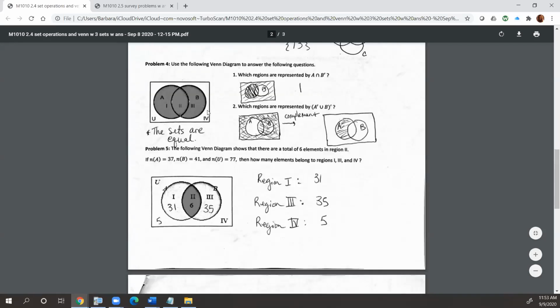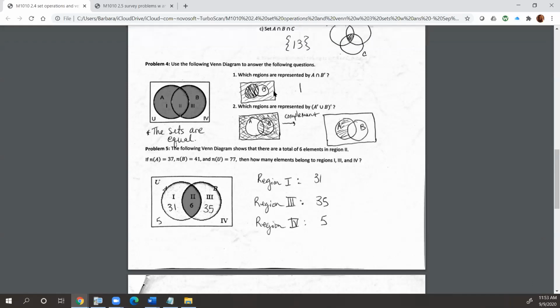In problem number 4, use the following Venn diagram to answer the questions. Which regions are represented by the intersection of A and the complement of B? So the complement of B, I try to do a sketch here, is everything outside B, and then that intersecting with A is what's highlighted here in this half moon shape. So we have A, and the intersection of A with the region outside B is what this half moon shape is, and that's region 1.